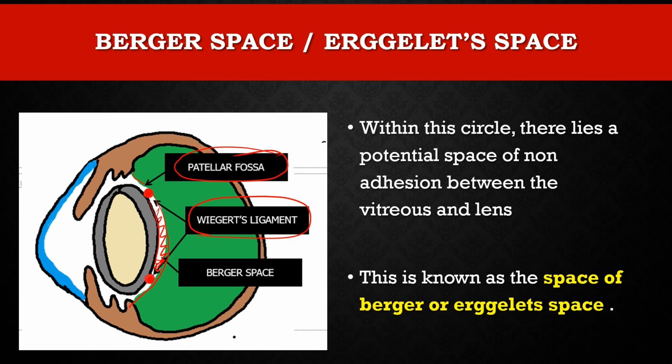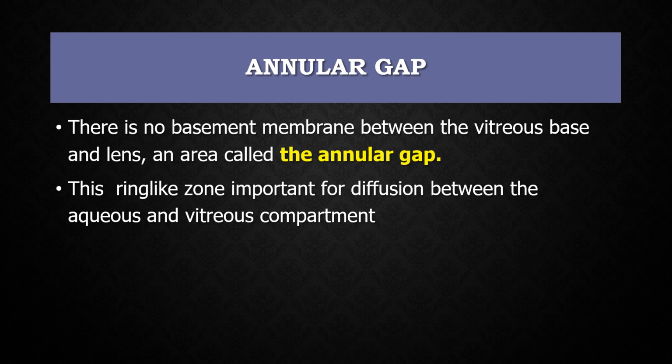So within that circle of the Weigert's ligament, there lies a potential space of non-adhesion between the vitreous and the lens, and that is known as the space of Berger or the Erggelet's space. I hope that is clear.